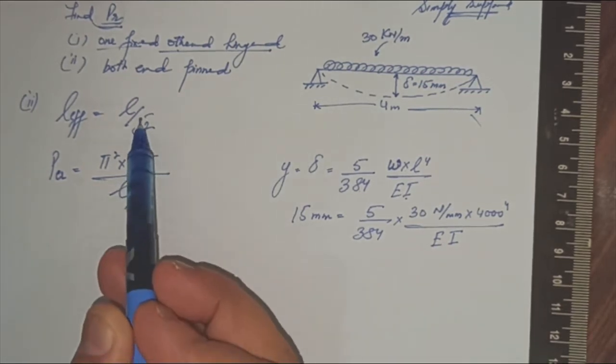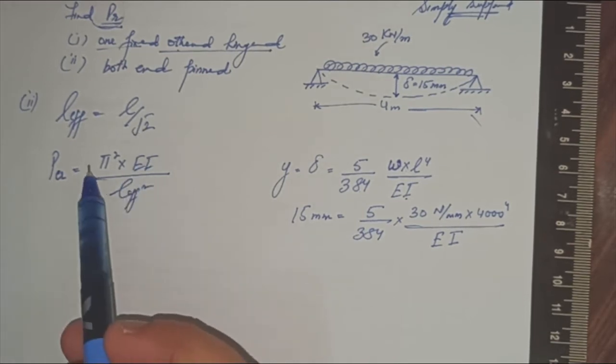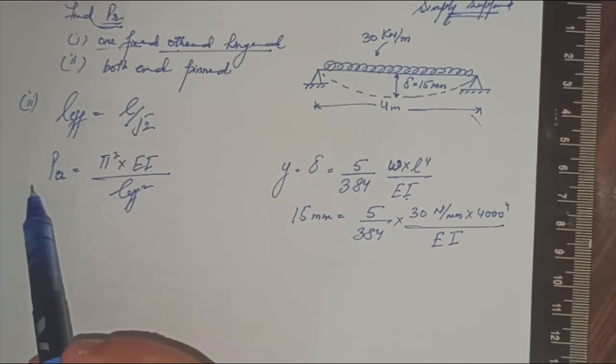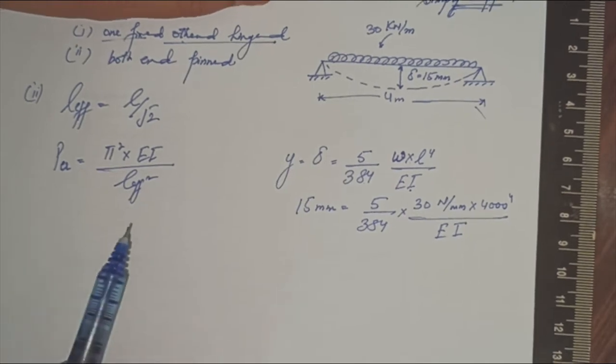And the effective length we know. We can replace it by 1 upon root 2, squared. So this will be 2 times pi square, and then on that basis we can obtain the critical load. I hope you are understanding what I'm trying to say here.